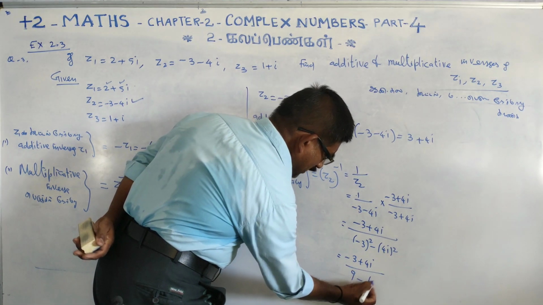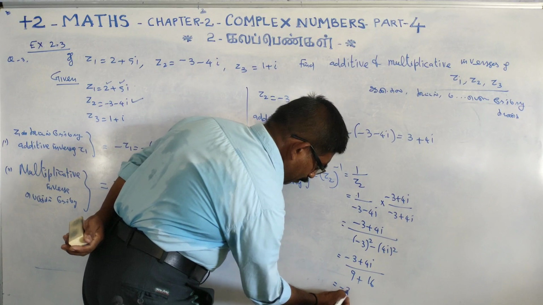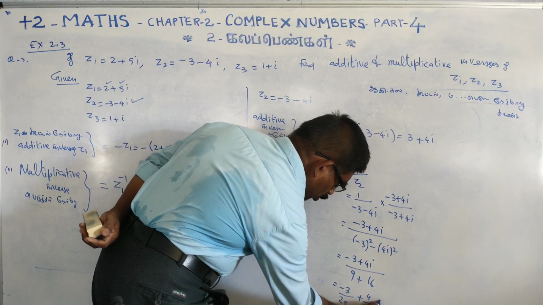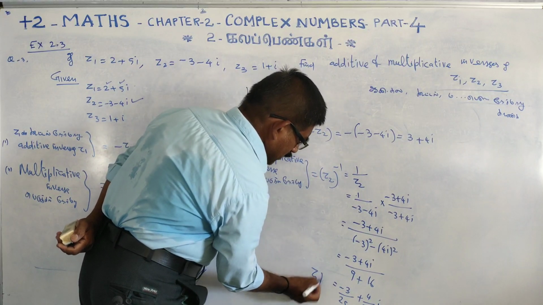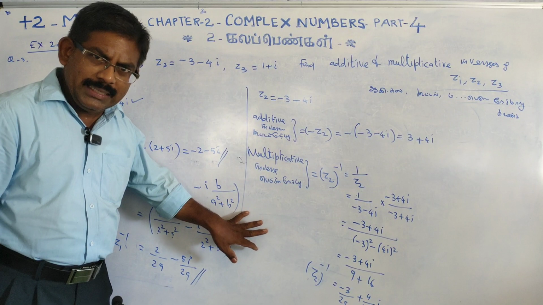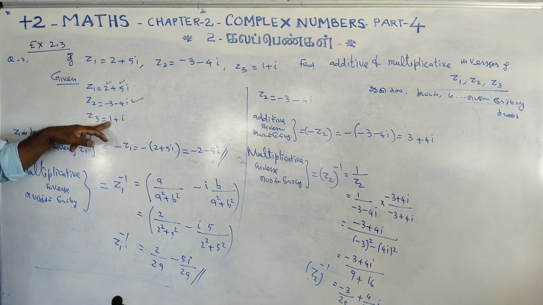9 minus 16. I square value minus 1, plus minus 3 by 25 plus 4 by 25 into I. This is z2 power minus 1, the multiplicative inverse. Okay, understand? Take this one as homework.